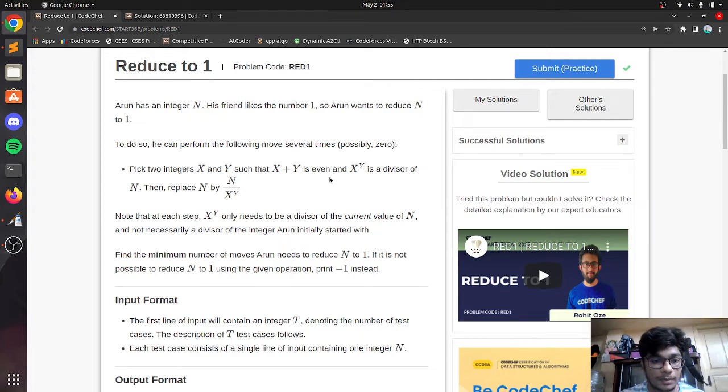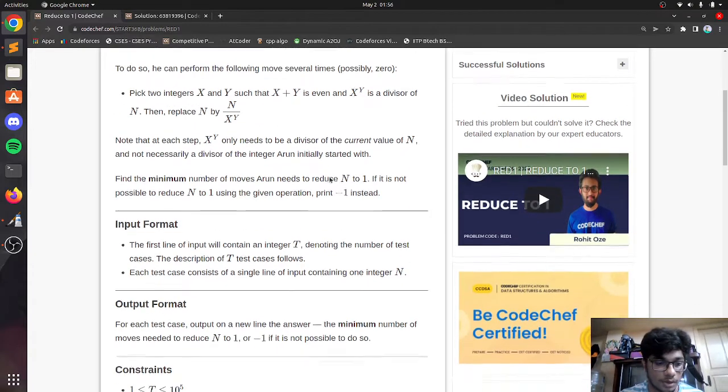Note that in each step, x^y only needs to be a divisor of the current value of n and not necessarily a divisor of the integer Arun initially started with. Find the minimum number of moves Arun needs to reduce n to 1. If it's not possible to reduce n to 1, print -1 instead.